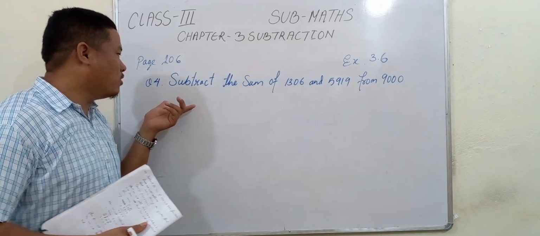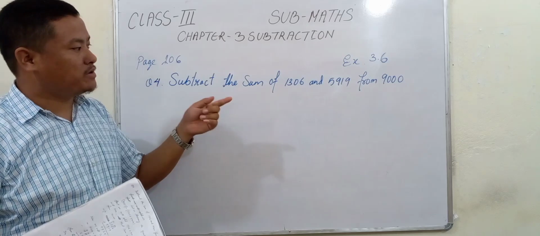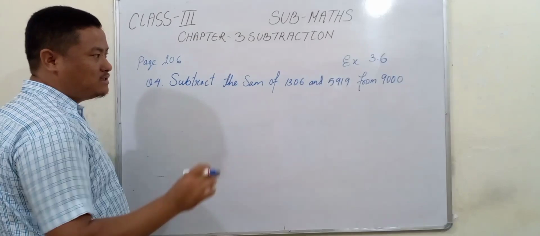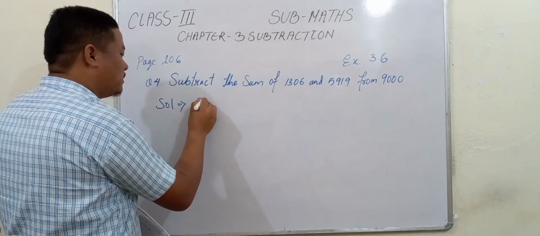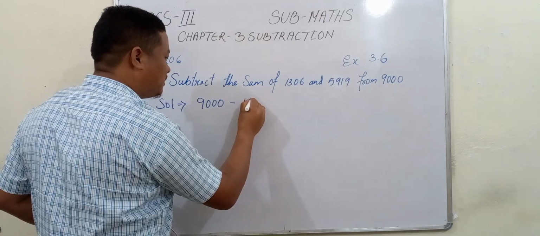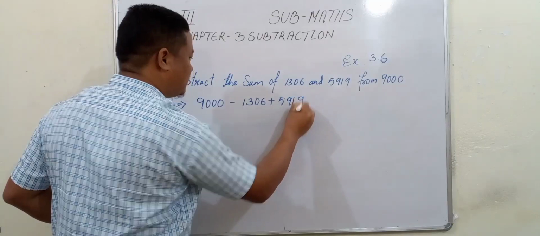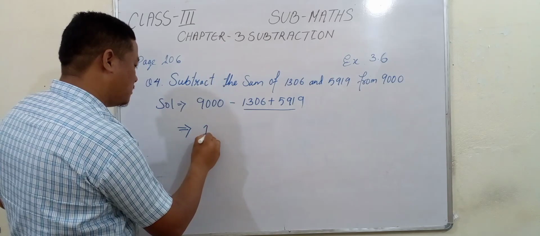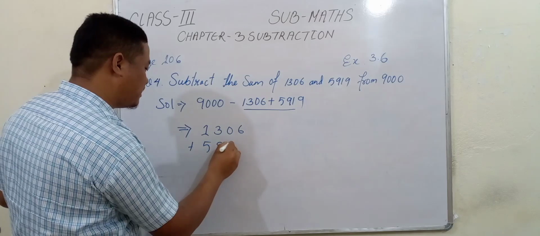Now come to question number 4. Subtract the sum of 1,306 and 5,919 from 9,000. So let us arrange this question first. 9,000 minus 1,306 plus 5,919. So first we will add these two numbers. 1,306 plus 5,919.